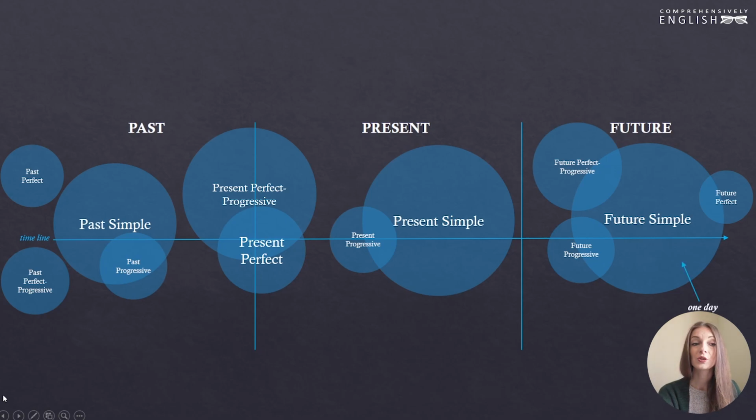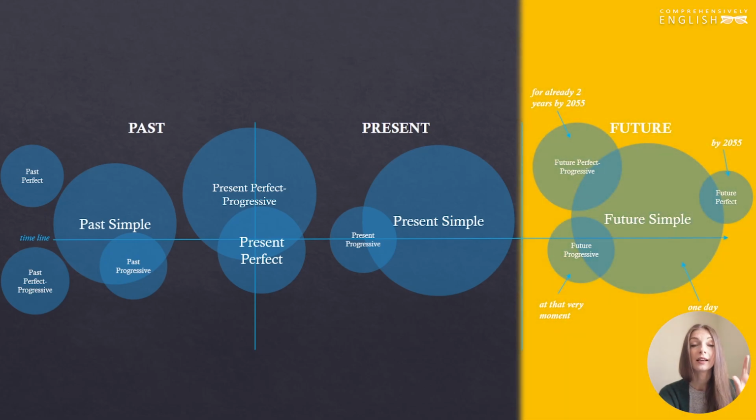The future simple tense will help us speak about things that will happen one day. The future perfect will help us express things which will have been finished by a particular moment in the future. The future perfect progressive tense will help us express things which will have been going on for a while by a particular moment in the future, and the future progressive will help us speak of things that will be going on at a particular moment in the future. This is where we are today, in the future.